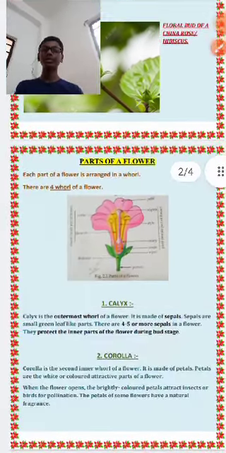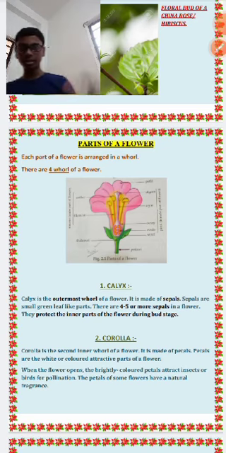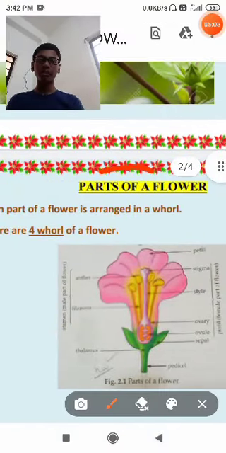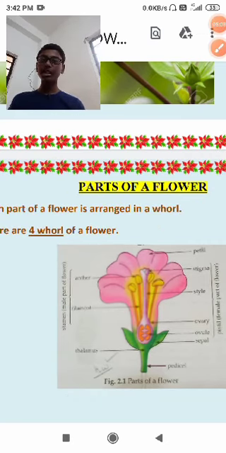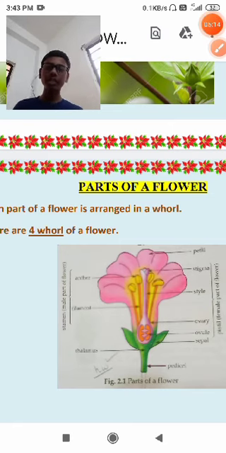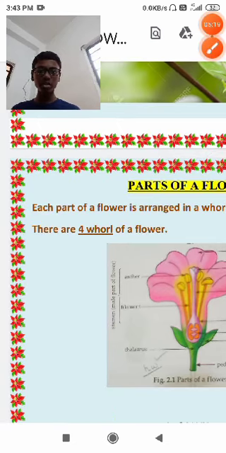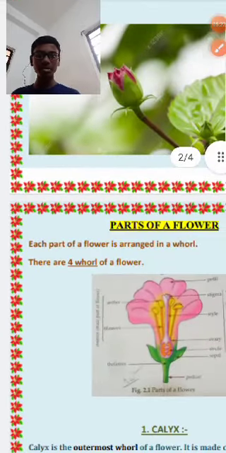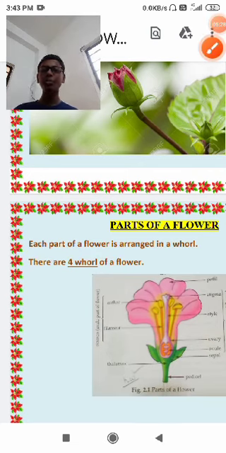Now we are coming to our main thing, that is the parts of a flower. In this topic, parts of a flower, we will know all the parts, which part is called what and everything. So now let us start with the parts of a flower. At first, in the first line, if you just refer to this line, I'm just marking it, you can find each part of a flower is arranged in a whorl.